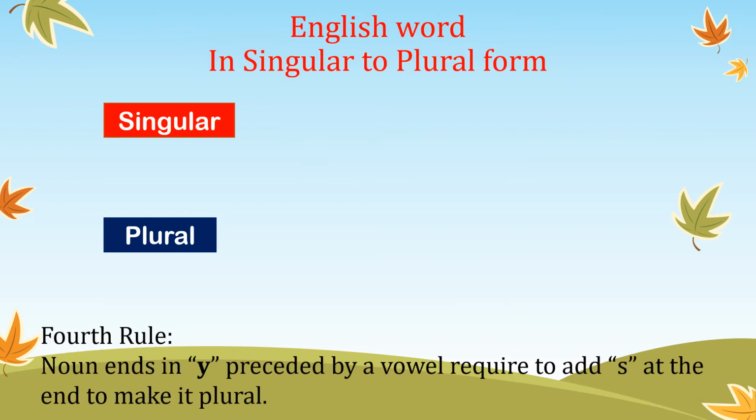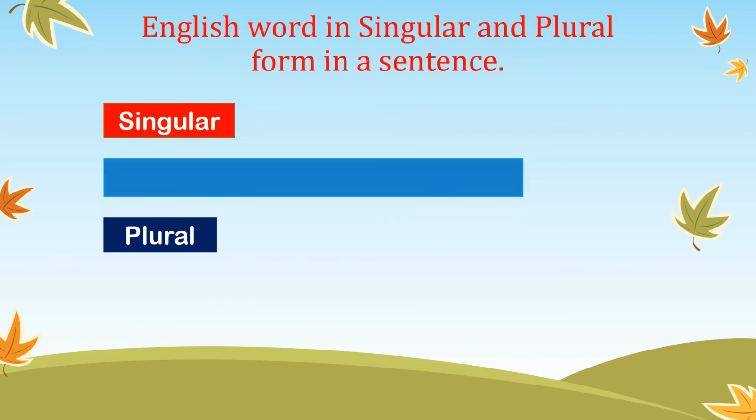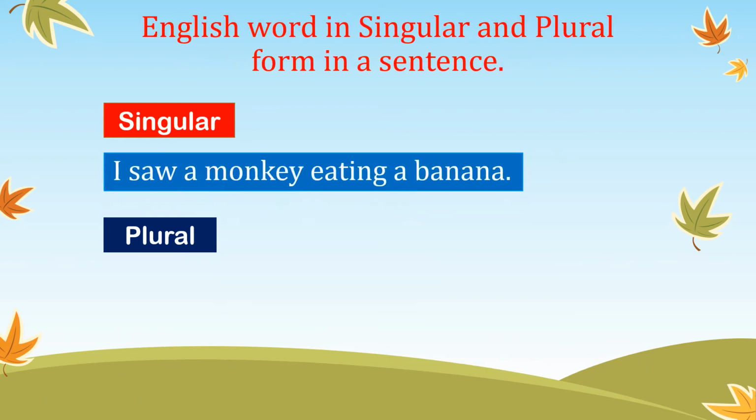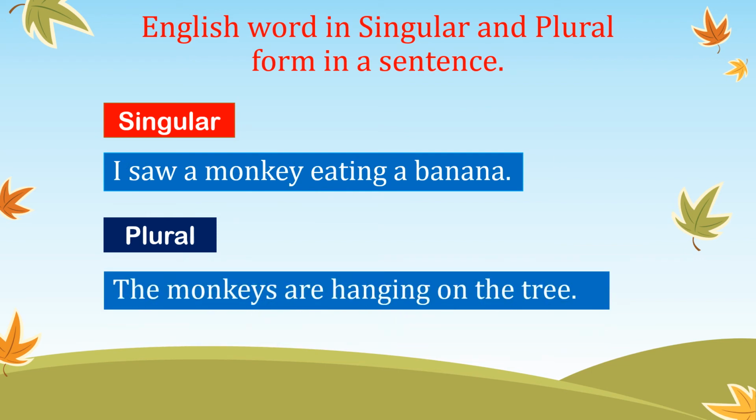Okay, continuing on to the fourth rule. Nouns that end in y preceded by a vowel require adding s at the end to make it plural. For example, singular, monkey, in plural, monkeys. Continue using it in a sentence. I saw a monkey eating a banana. If we're gonna use monkey in plural, the monkeys are hanging on the tree.